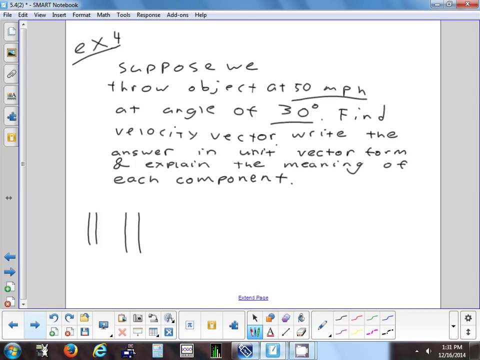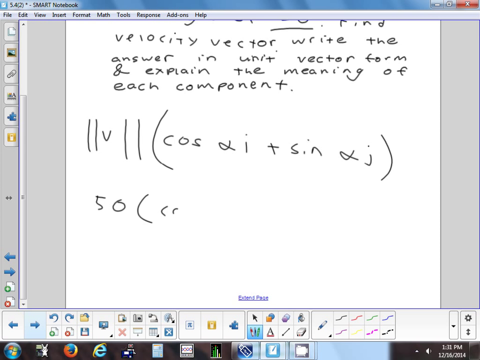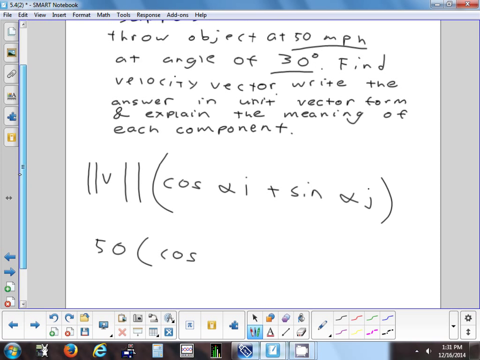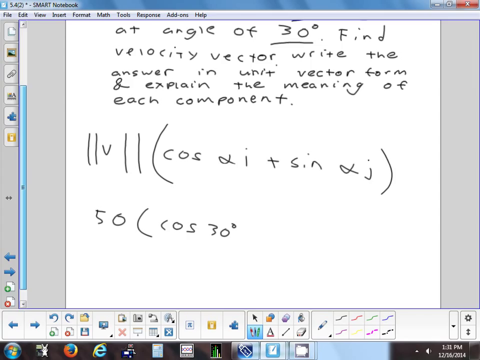Okay, somebody give me, what's my formula that the last one we had? It's magnitude of v. In parentheses, what comes next? Cosine alpha, and then i. Sine alpha, and j. Okay, what's the magnitude of my vector? How fast am I throwing the object? 50. So make that 50. What's the angle? 30. So change alpha to 30. Sine 30. Okay. Now we just type it in.